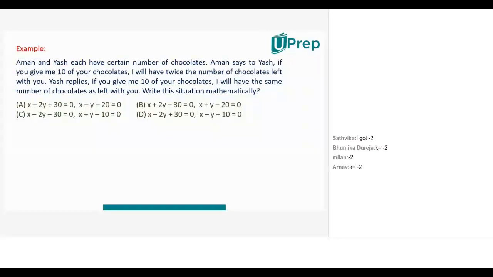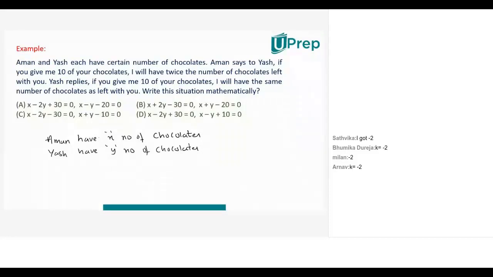Aman and Yash have a certain number of chocolates. Let us say Aman has X number of chocolates. Similarly, let us assume Yash has Y number of chocolates, and Aman has X number of chocolates. Now let's understand the conditions.